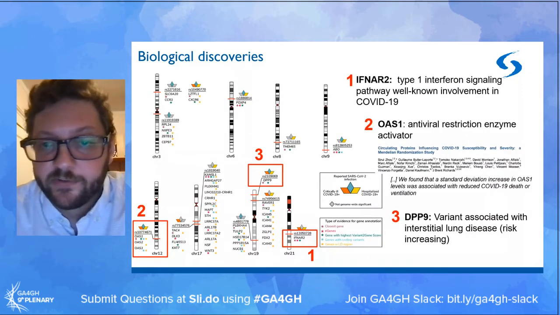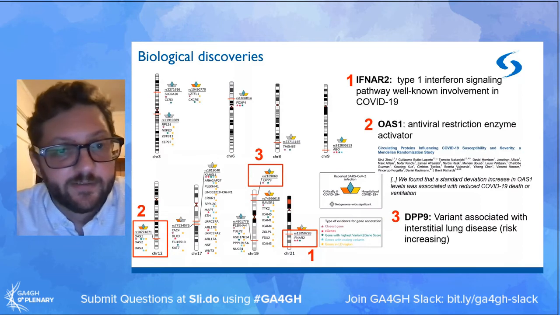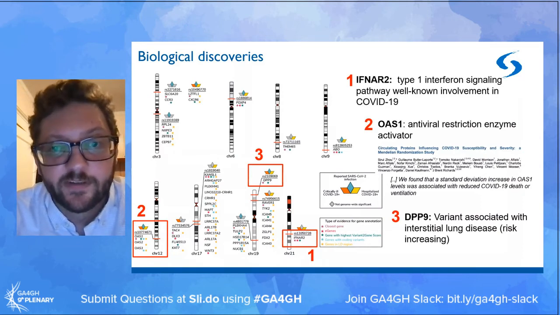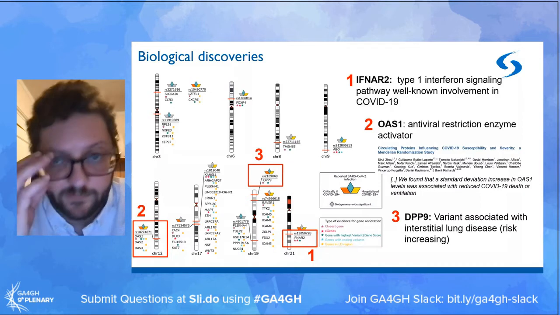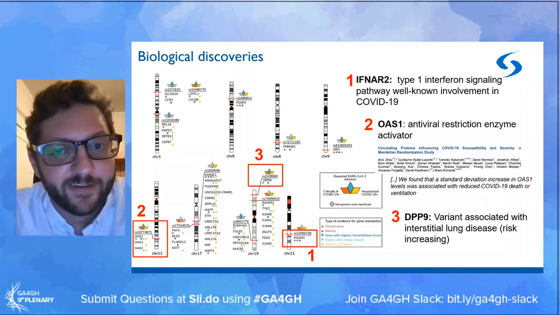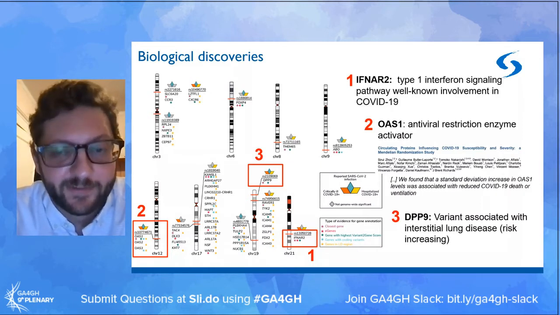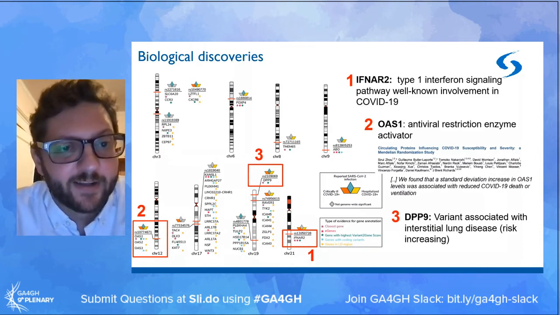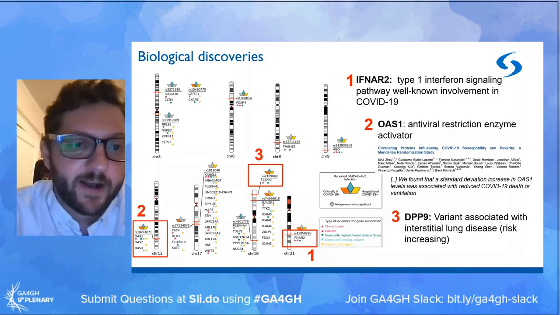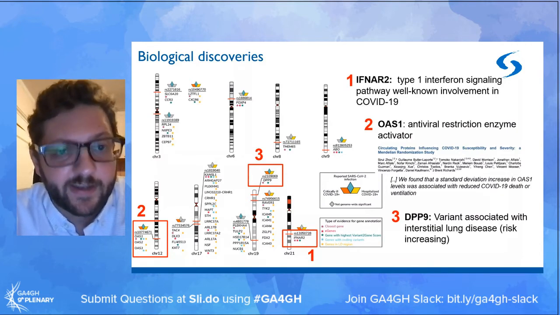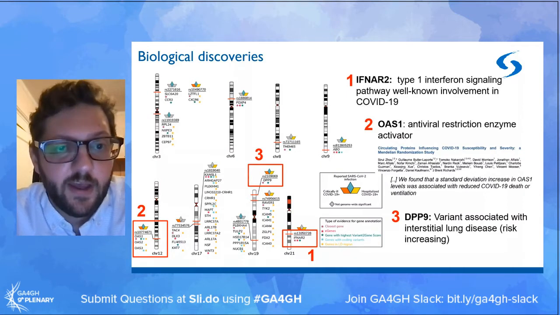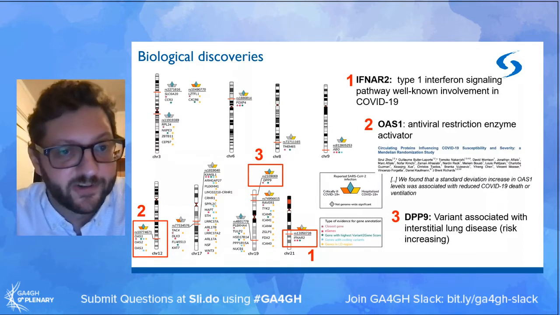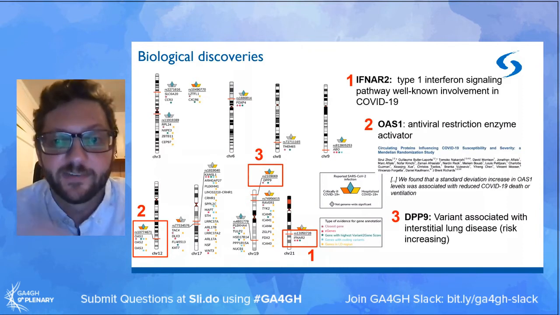Next slide, please. So here are some of the biological discoveries that we're really enthusiastic about and I'd like to highlight. The first is this IFNAR2 locus. This is a well-known interferon signaling pathway that's clearly involved in the response to COVID. That's highlighted in the red box at the bottom. The red box on the left-hand side highlights the second locus, right smack dab in the OAS gene cluster. OAS is part of our innate immunity, an antiviral restriction enzyme activator mechanism.